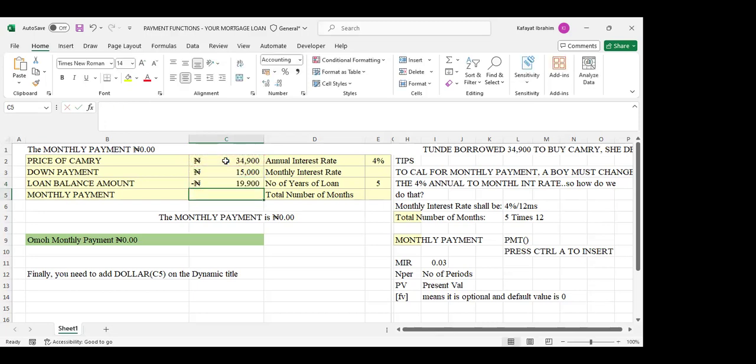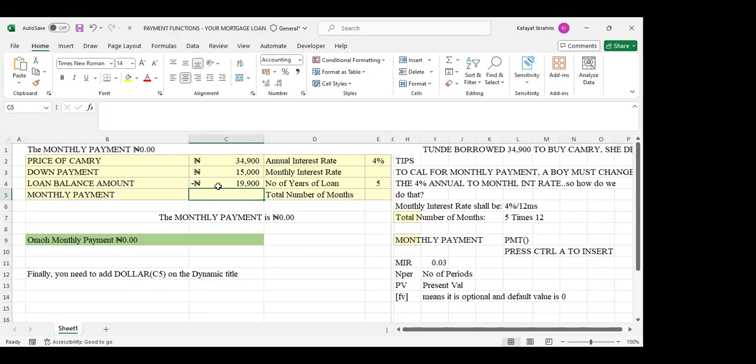Yeah. So Mr. Tunde is still owing. That's why we have the minus there. He's still owing how much now? 19,900. He's still owing 19,900, right? So we've gotten the down payment. Now go to your column E now.